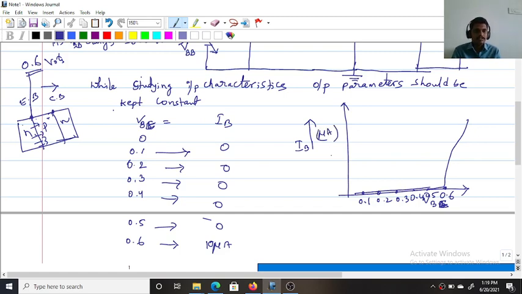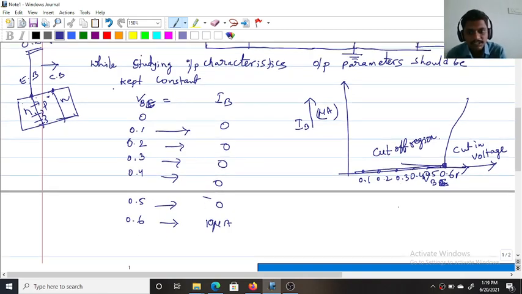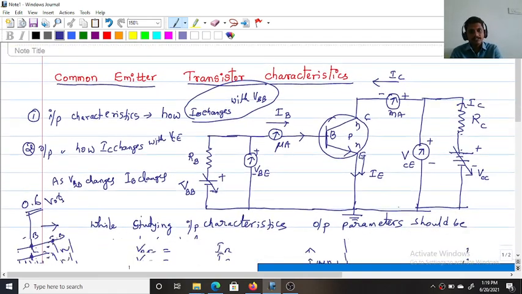As you increase the voltage beyond 0.6 volts, the current also increases exponentially. This voltage is known as the cut-in voltage. Before this, if the applied voltage is less than 0.6, the transistor is said to be in the cut-off region. This region is known as the cut-off region. At the cut-in voltage, it starts conducting.